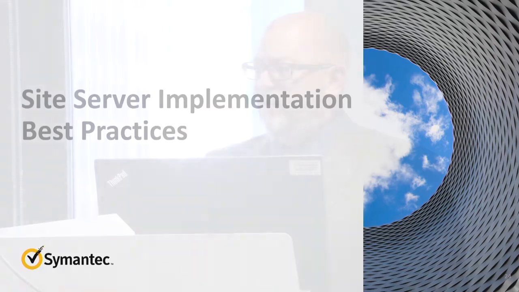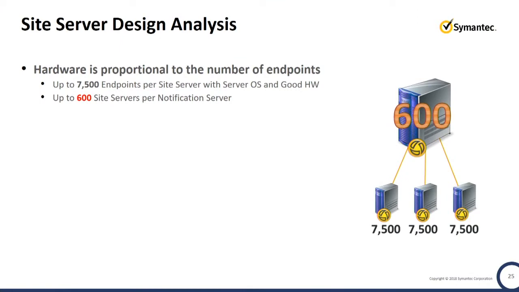Again, most of this is in the planning and implementation guide. So let's take a look at site server implementation. There are a couple of obvious statements again, right? The hardware will be proportional to the number of endpoints it services. We can support up to 7,500 and in some cases 10,000, because you've seen a setting there that says so. We recommend up to 7,500 agents for any single notification server with the right hardware, right?